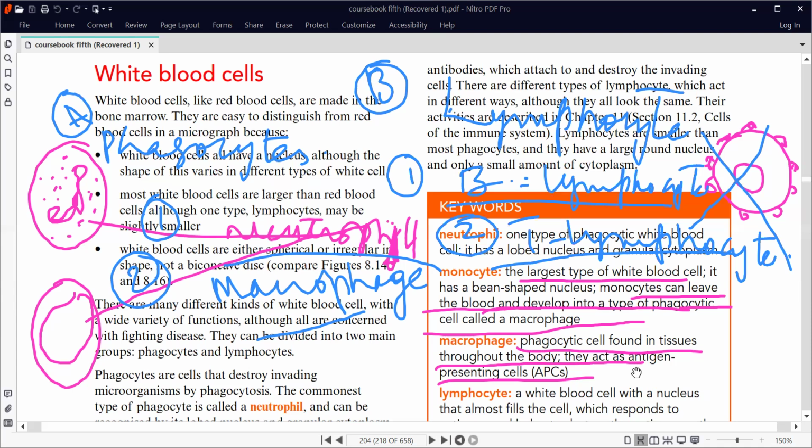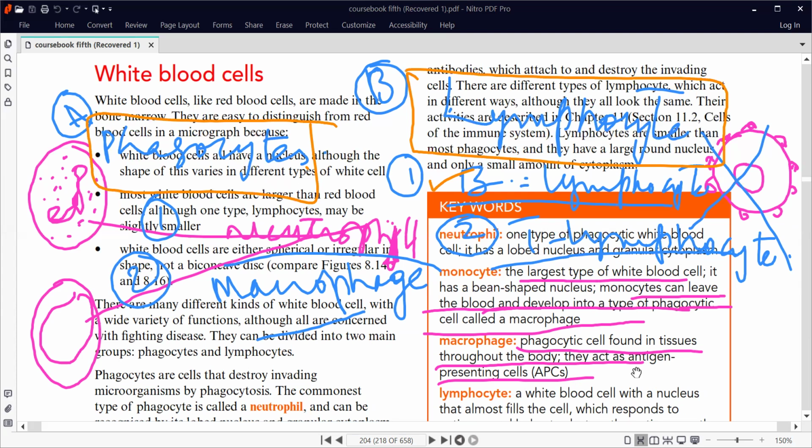So, how many types of white blood cells are there? There are two different types of white blood cells. One type is called the phagocyte. The other type is called lymphocyte. Lymphocyte has two types. Number one is B lymphocyte, which is produced by the bone marrow and matures there as well. And the second type is T lymphocyte, which is also produced by bone marrow but matures in the thymus gland. The phagocytes are again of two types.